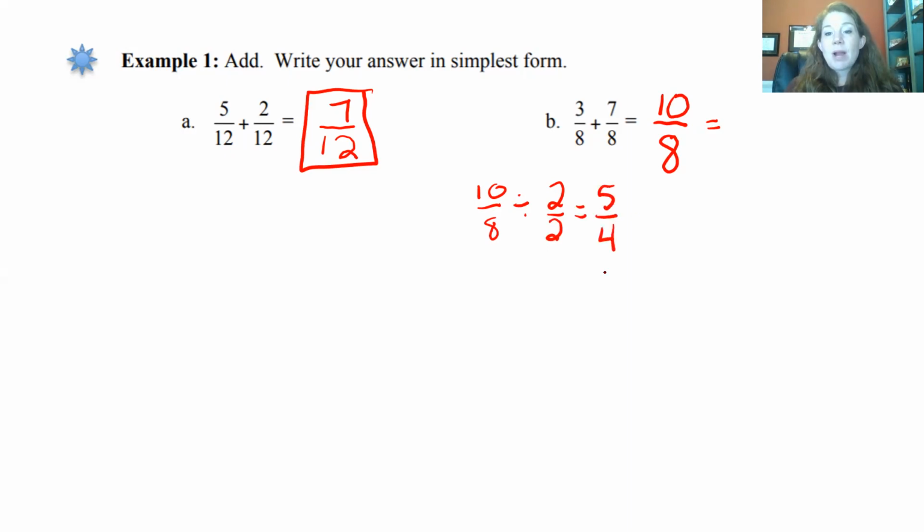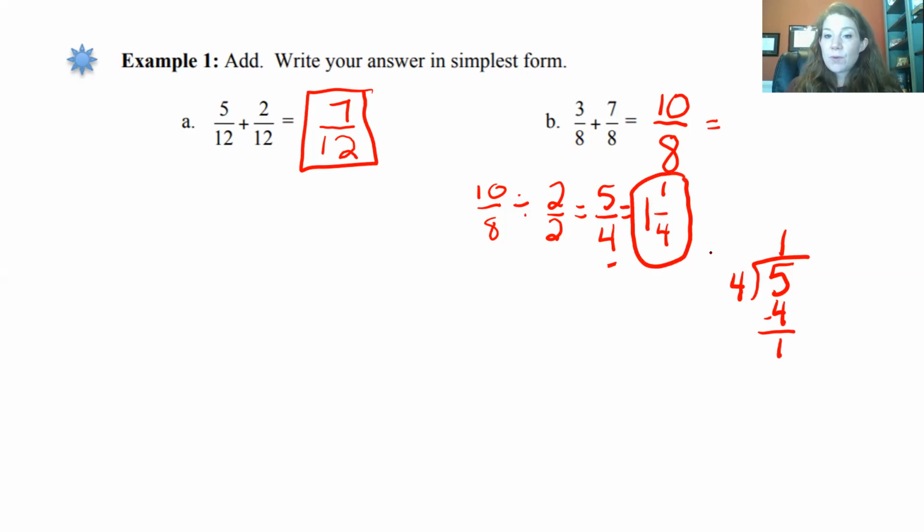Now that's an improper fraction. This means this number is greater than 1. So we're going to convert all improper fractions to mixed numbers. The way you do that is you always divide the top number by the bottom number. 4 goes into 5 one whole time. Then your remainder becomes your new numerator, and the denominator stays what it was. It never changes, okay? So 1 1/4 is the final answer.